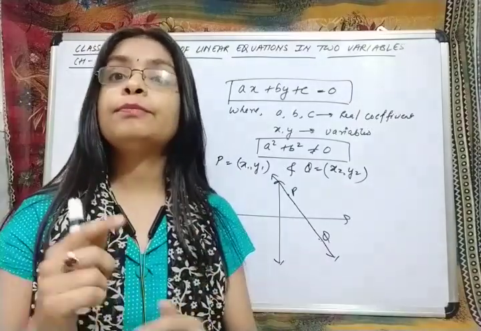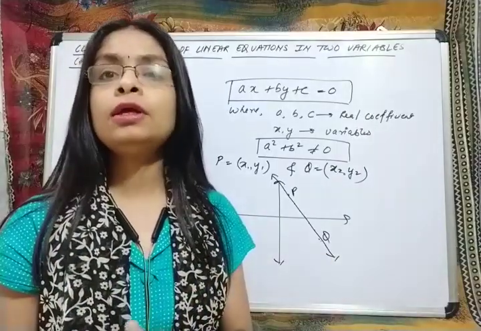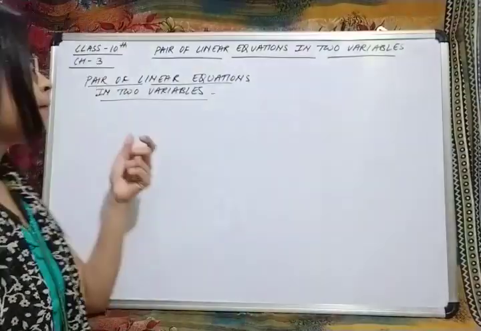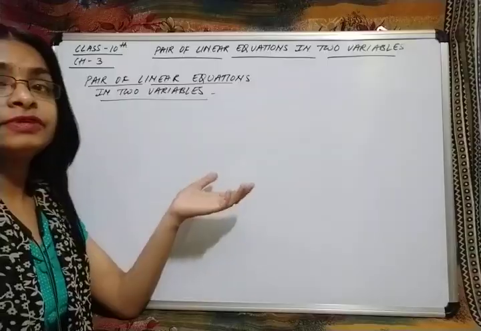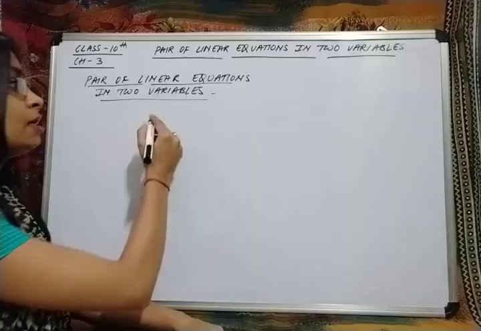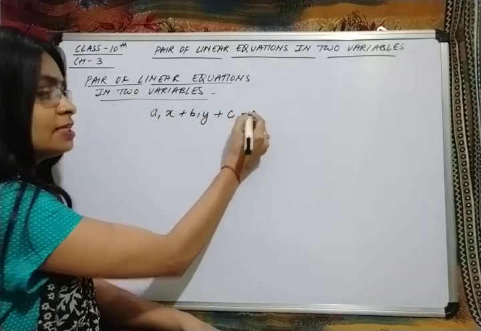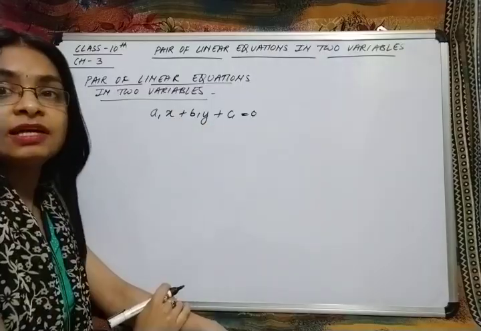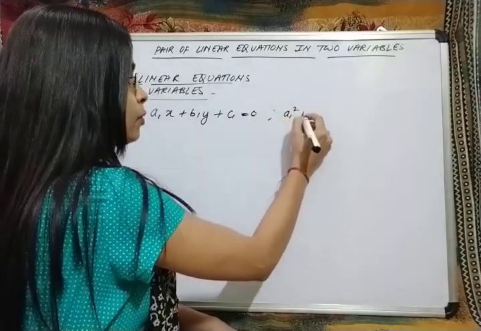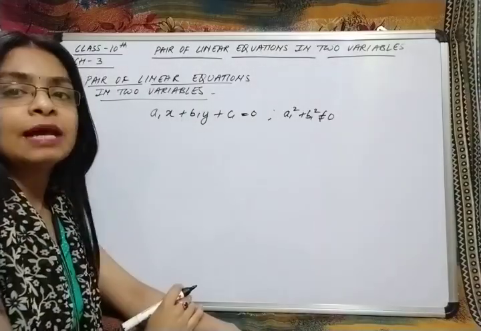And the variables in both the linear equations should be the same, that is, in both the linear equations either x or y or p or q. Okay. So I am writing now. So, pair of linear equations. When we take two linear equations together at a time, we say it is a pair of linear equations. Suppose I am writing a1x plus b1y plus c1 is equal to 0, where a1, b1 and c1 are real constant numbers and x and y are variables, and a1 square plus b1 square is not equal to 0. What does this mean? That a1 and b1 can't be simultaneously 0.